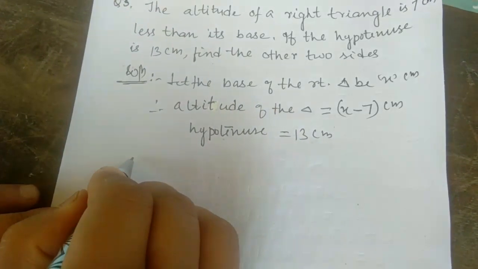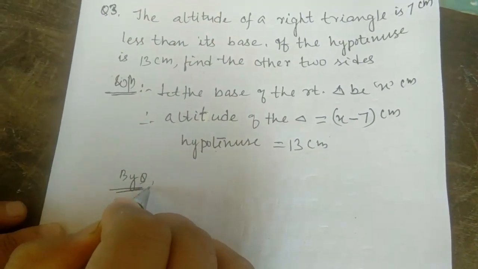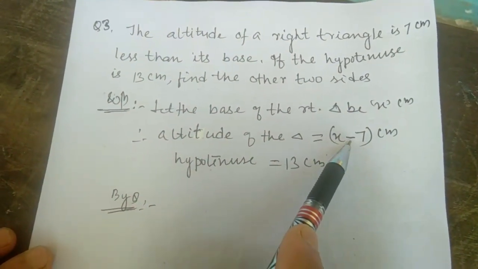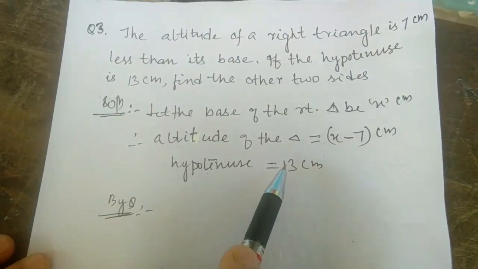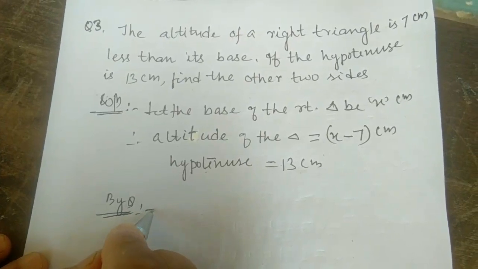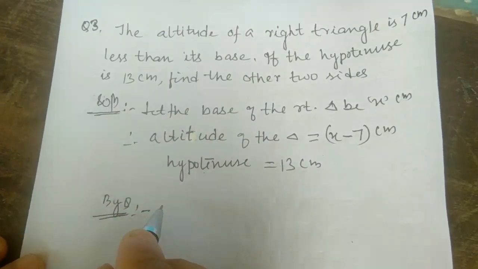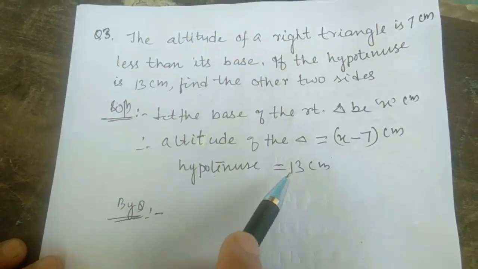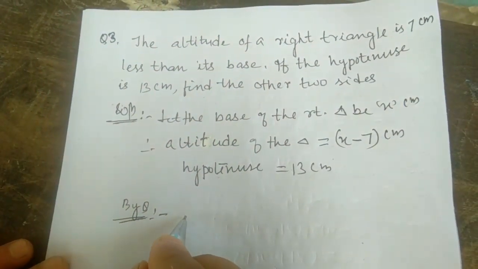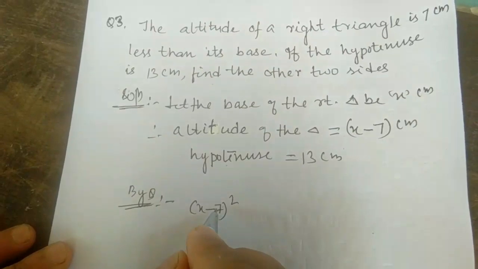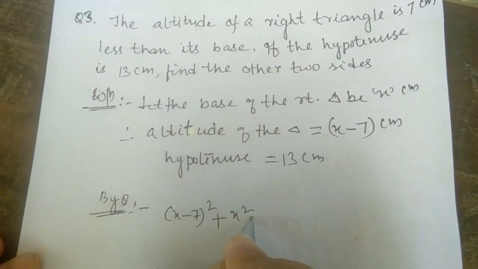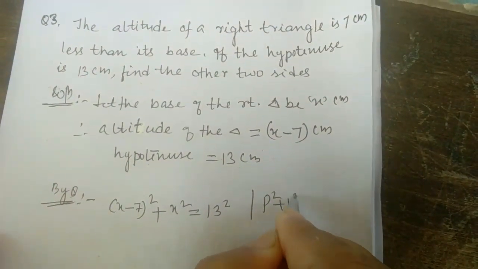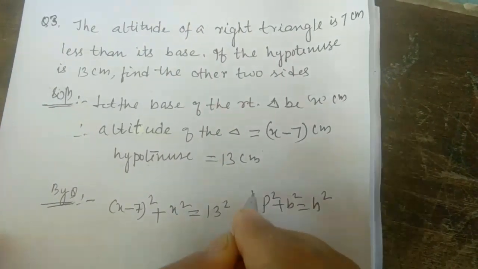So by the question, this is the base, this is the altitude or perpendicular, this is your hypotenuse. In a right angle triangle, the Pythagoras theorem is applicable. So what is the Pythagoras theorem? Pythagoras theorem is like this: perpendicular square plus base square equal to hypotenuse square. Here perpendicular or altitude, same meaning. This formula, p square plus b square equal to h square, is your Pythagoras theorem.